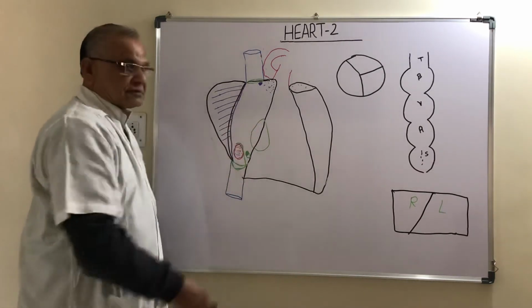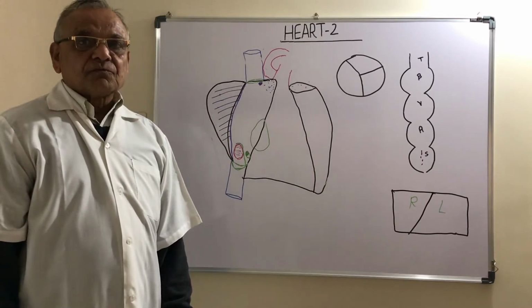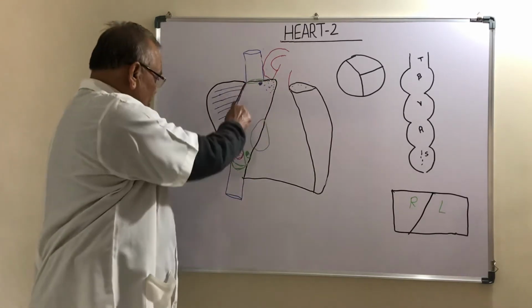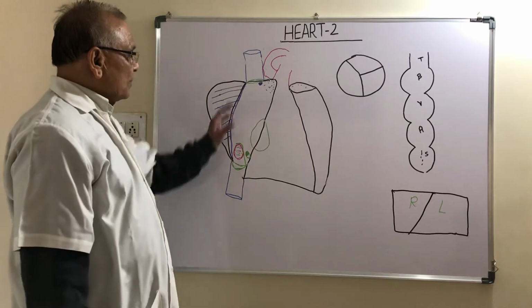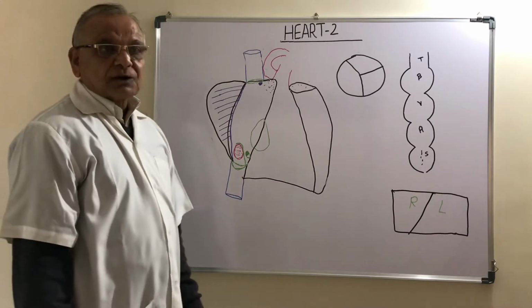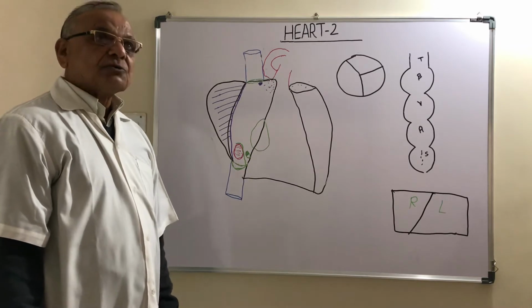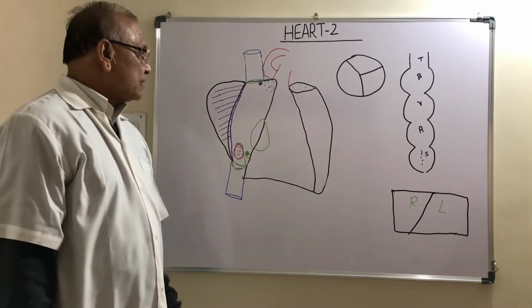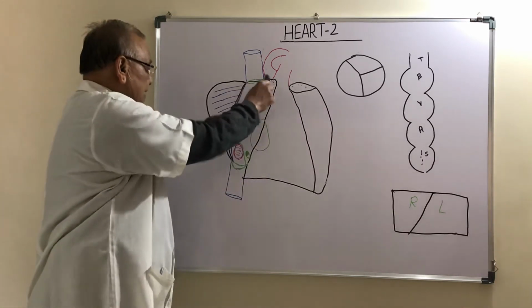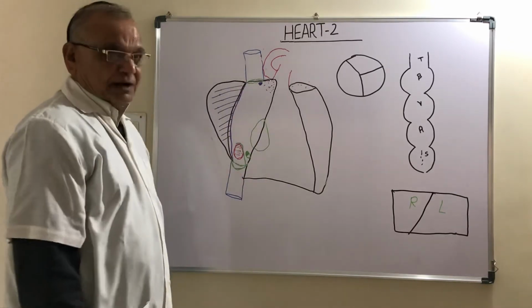You know that the right atrium takes part in the formation of part of the upper border of the heart. It also forms part of the anterior or sternocostal surface of the heart. It also forms part of the base of the heart. So the right atrium takes part in the formation of the base of the heart, part of the anterior or sternocostal surface, part of the upper border, and it alone forms the right border of the heart.